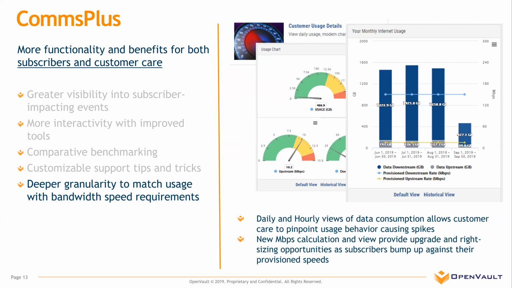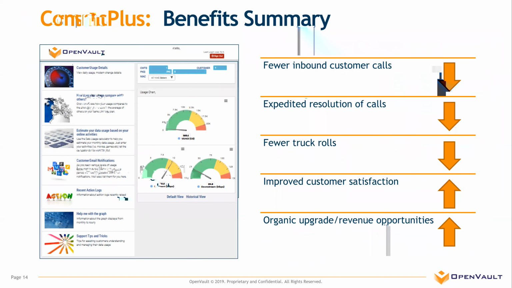So it can have the impact of not just driving incremental revenues, but reducing a lot of operational costs, reducing truck rolls, et cetera. So in summary of the benefits of CommsPlus, as we've talked about here, it will drive fewer inbound customer calls. The more information we can provide to subscribers to avoid that phone call, the better. And CommsPlus does a great job of doing that. It also gives customer care the information they need to get through the call more quickly and pinpoint issues, allowing you to resolve these calls and keep call times down.